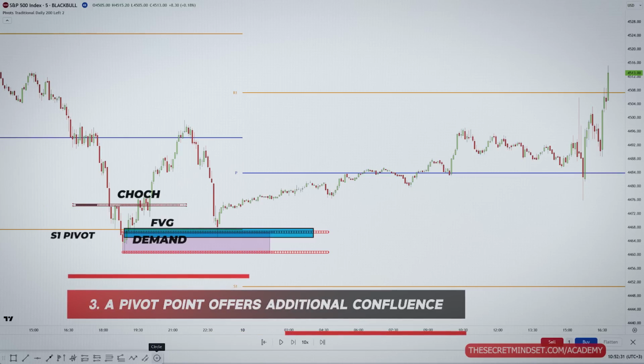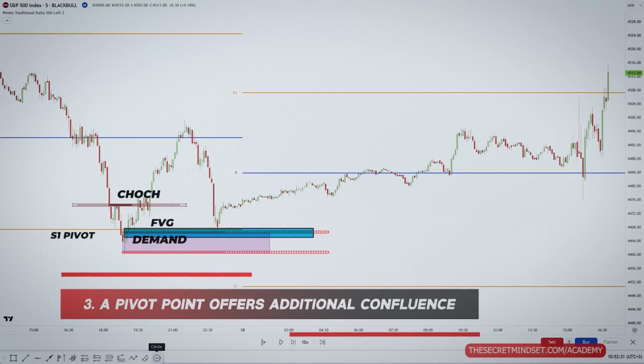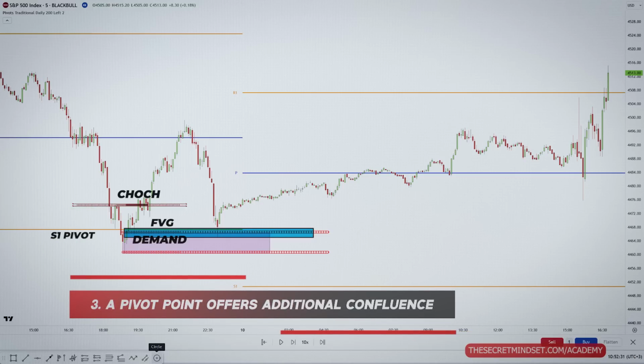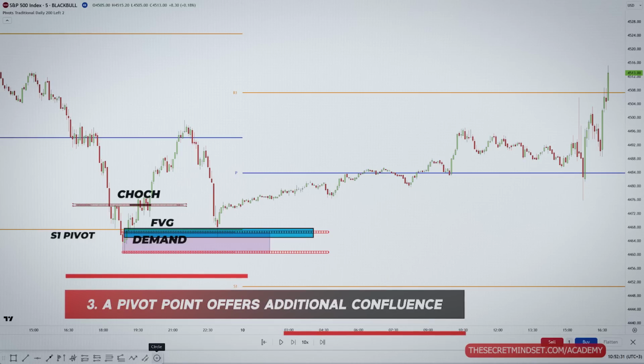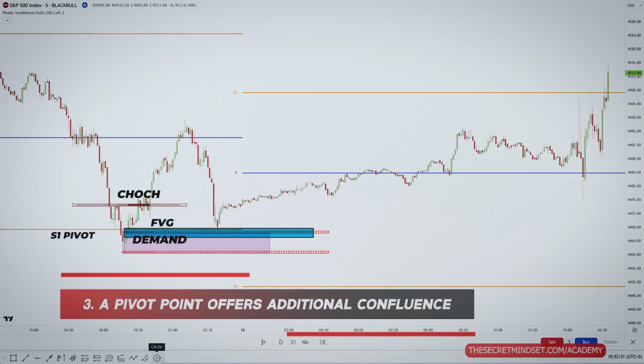A pivot point offers additional confluence. You can observe that the S1 pivot point aligns with the demand zone below the fair value gap, and this price level can act as future support, an additional layer of confluence, reinforcing the potential bullish bias indicated by the demand zone and the fair value gap.